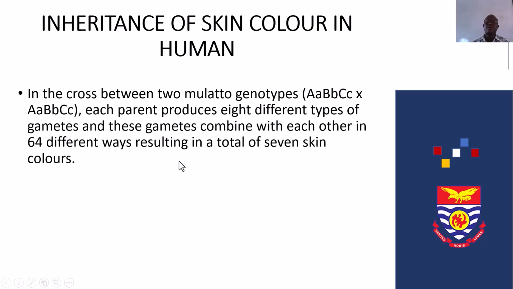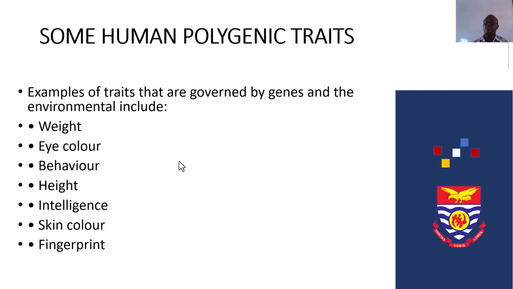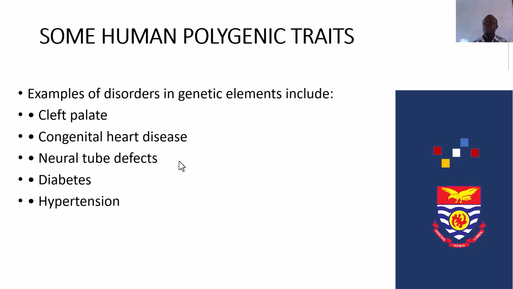Examples of traits that are governed by genes and the environment include weight, eye color, behavior, height, intelligence, skin color, fingerprint, cleft palate. These are examples of disorders with genetic elements: cleft palate, congenital heart disease, neural tube defects, diabetes, hypertension.